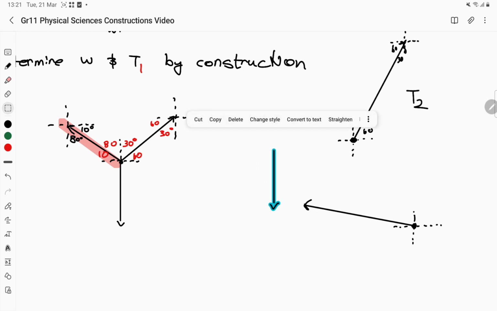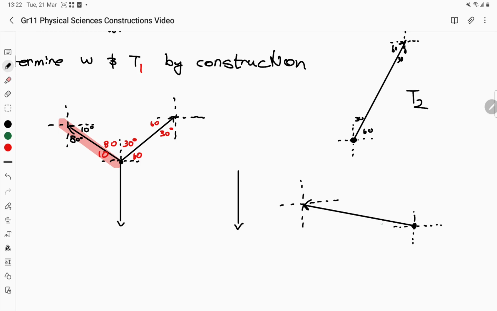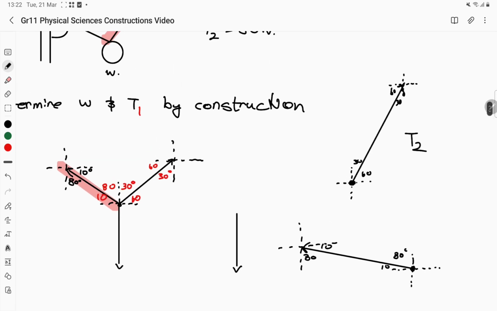Let's move my W this way. And we draw a nice little Cartesian plane there. And we know from this diagram, a rough free body diagram, that this will be 80 degrees and this will be 10 using alternate angles. We have then 80 over here and 10 over here also. So it's basically a puzzle game from here.